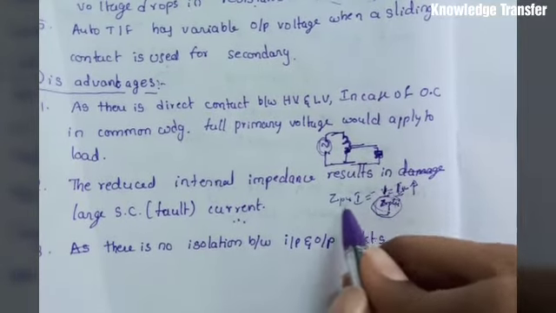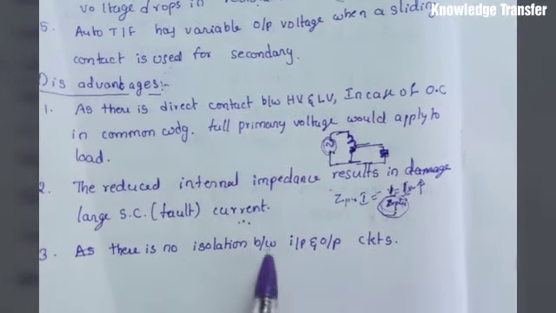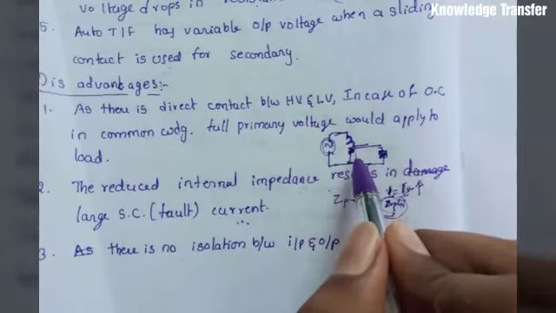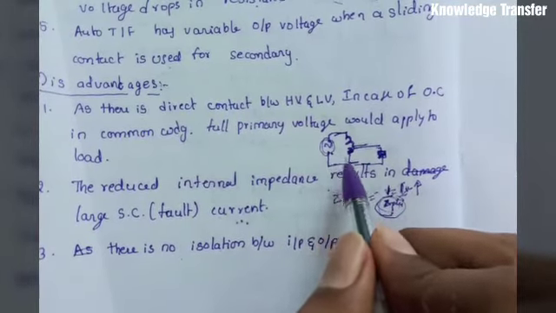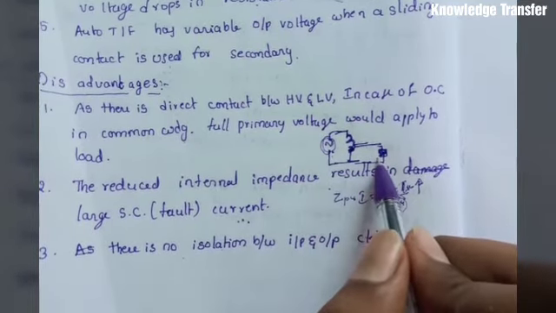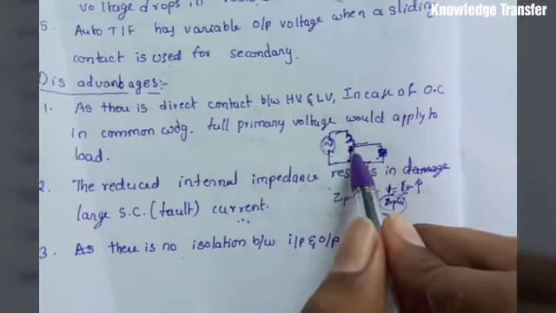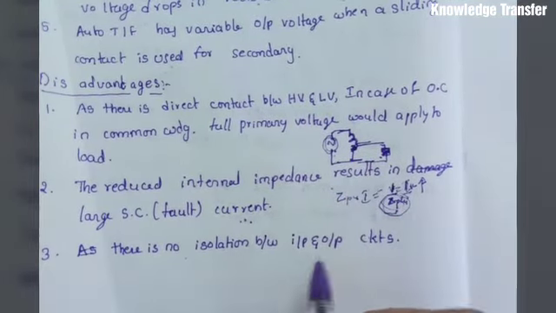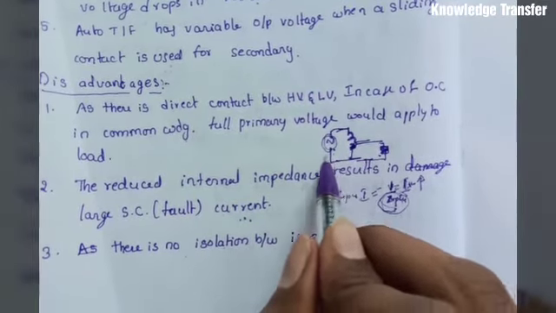hence this may damage the transformer. There is no isolation between the input and output circuits, as there is a direct contact. As we mentioned before, the power transfers from primary to secondary by direct connection and also by magnetic coupling. Because of this direct contact, there is no isolation between the input and output circuits. This may lead to harmonics transfer from primary to secondary also.